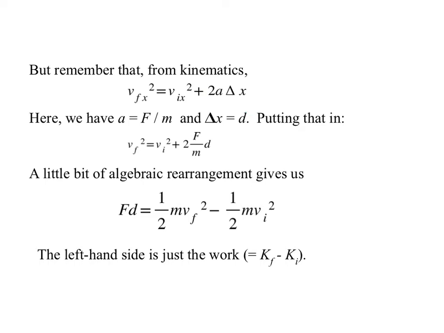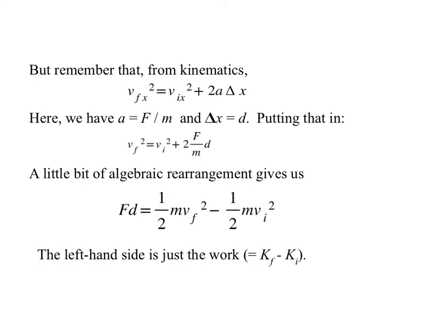Of course, we know from the second law that a is F over m, and in our particular case, delta x here is the distance it traveled. So if we put all that stuff in, we get this equation. Then we do a bit of algebra. It's just algebraic arrangement, and we solve for F d by cross-multiplying by m over 2. And I get F d is 1/2 m v_f squared minus 1/2 m v_i squared.